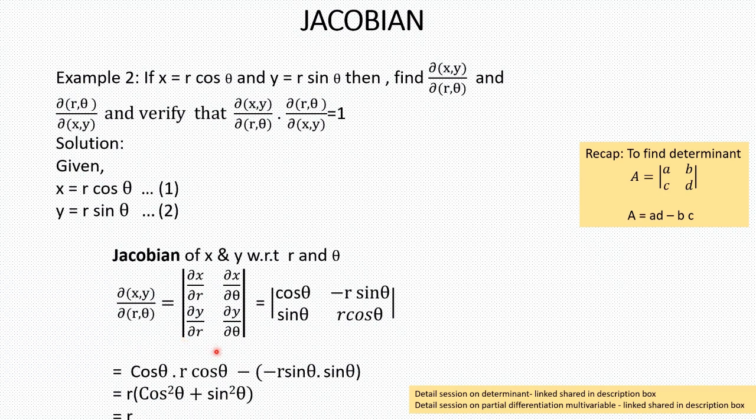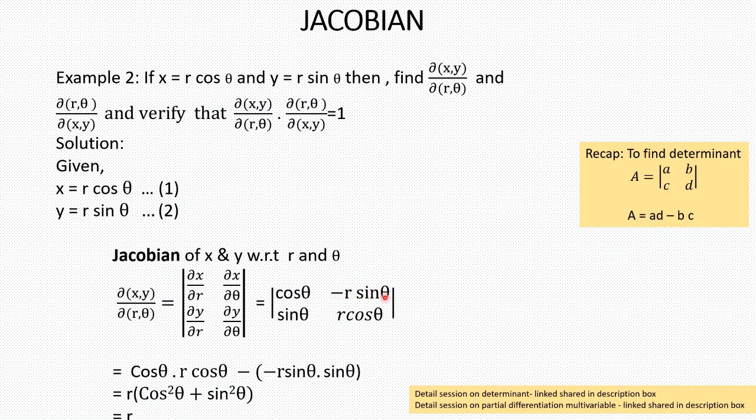Now, ∂x/∂r is differentiation of this, r cos theta. As we are differentiating with respect to r, differentiation of r is 1 and theta is constant, hence by the constant multiplication rule, we get cos theta. ∂x/∂θ is differentiation of this, r cos theta, as now we are differentiating with respect to theta. Differentiation of cos theta is minus sin theta and r is constant. Hence by the constant multiplication rule, we get minus r sin theta.